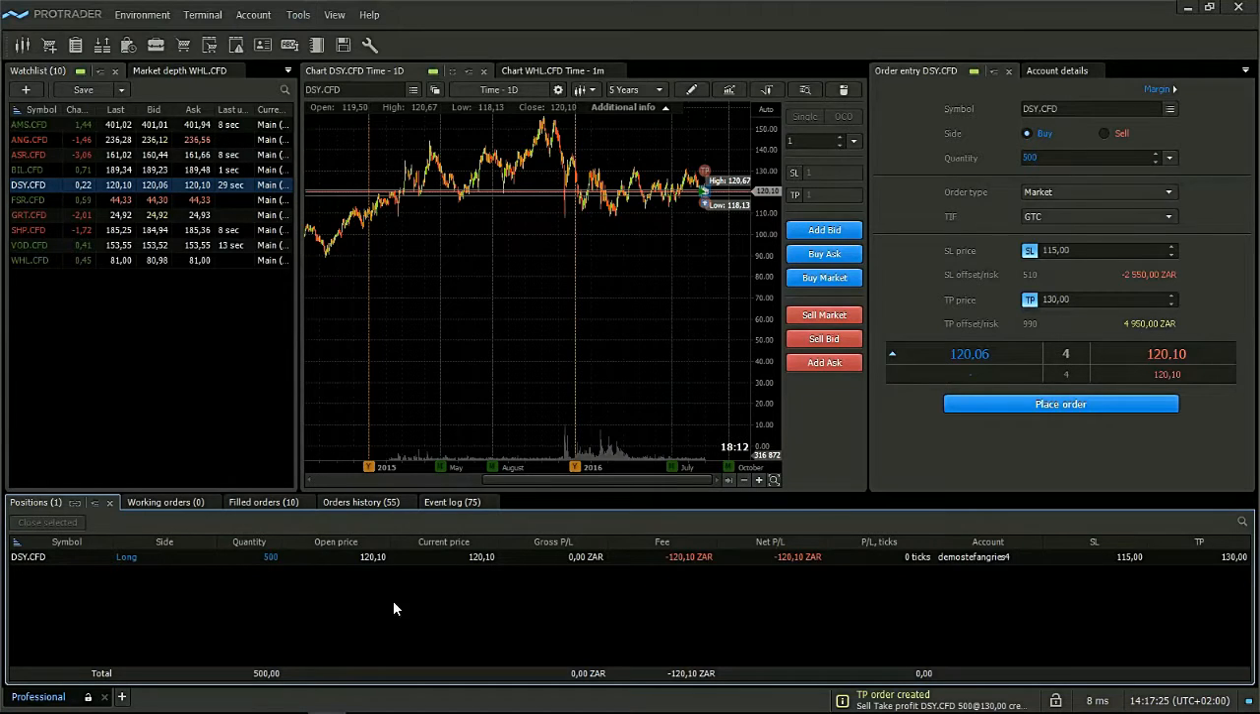The most important thing to remember regarding market orders is that you will get the shares immediately at the current market price as soon as you place the order.